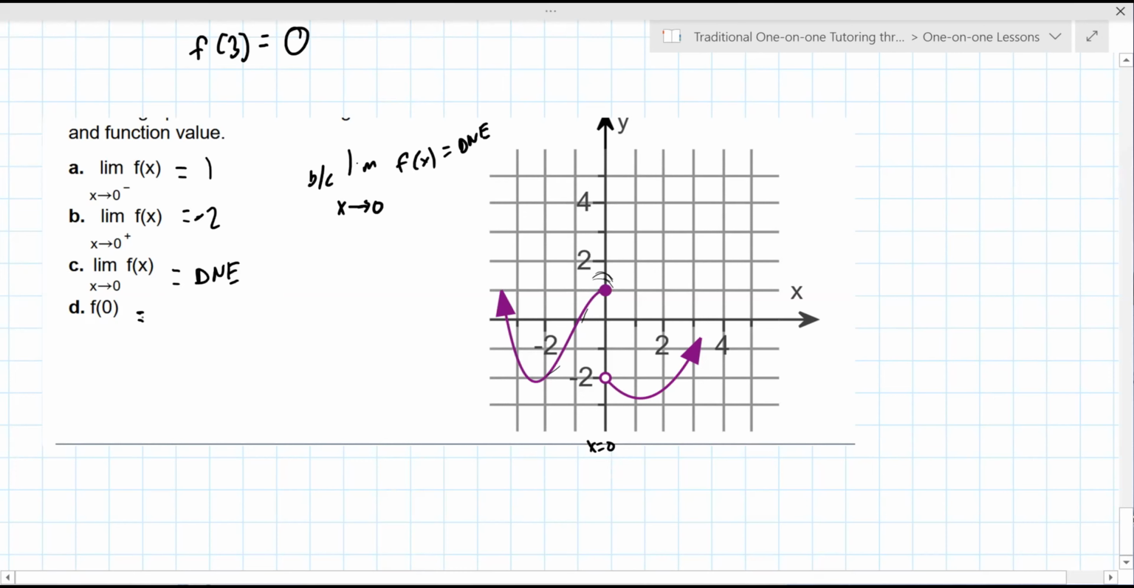And then what is the actual function output? So if they are the same, the limit would just be whatever that number is, like if they were both negative, it would just be -2. Yes. Okay. And the output at that point is 1.